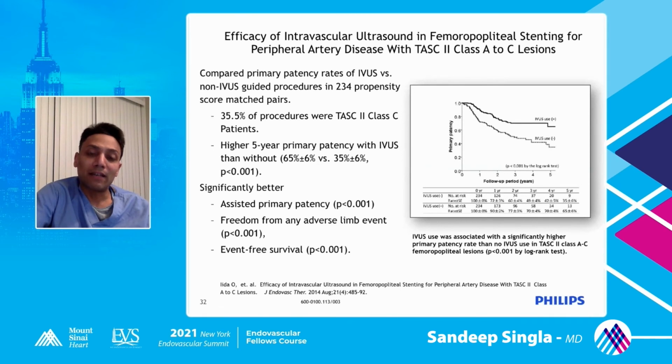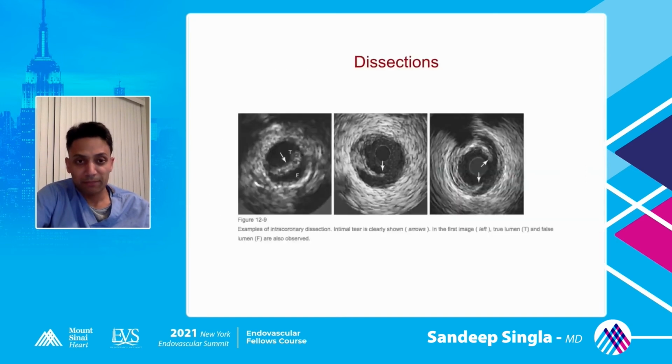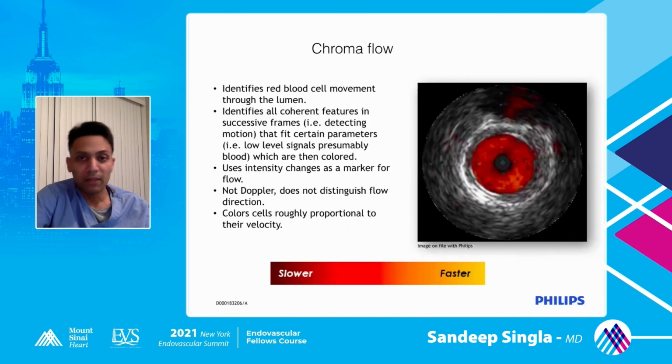And then when I have a TASC C or D lesion where I have no definitive landing zones, I need to define landing zones and vessel sizing. That's where I tend to use IVUS in my practice. Two more indications. One, sometimes you get hazy lesions and you're not sure if there is a significant dissection, IVUS is a good modality.